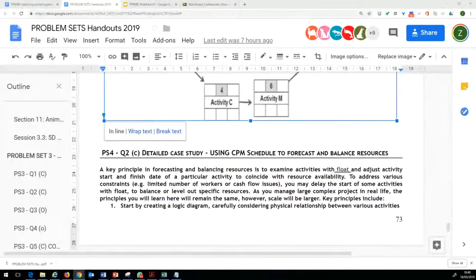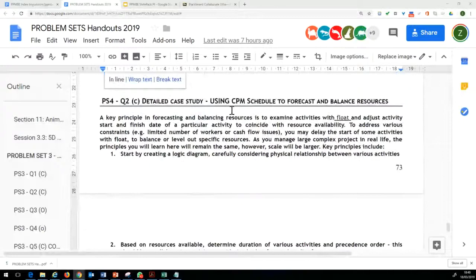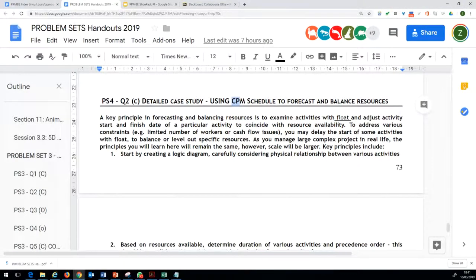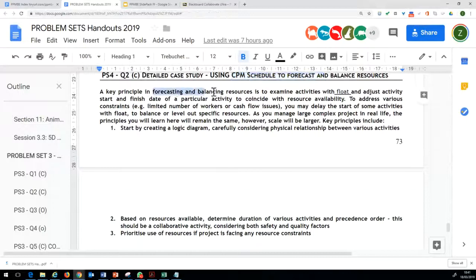In this case study, we will be reinforcing the concepts which we have discussed in the earlier problem sets, and we will learn how we could use critical path method scheduling to forecast and balance resources. So a bit of theory here first. A key principle in forecasting and balancing of resources is to examine activities with a float and adjust the start and finish date of a particular activity to coincide with the resource availability.